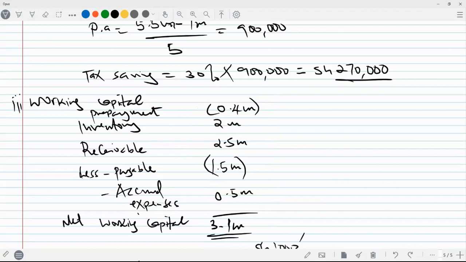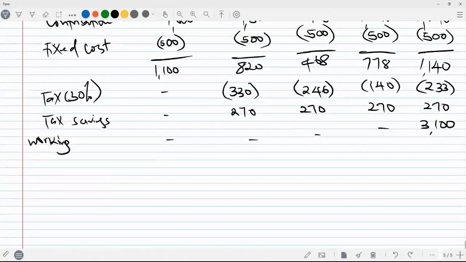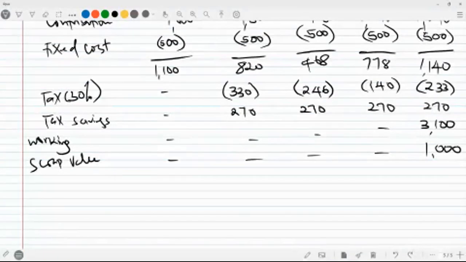Okay, we are done on the working capital. The next thing can be the scrap value. At the end of the life of the machine, we are going to dispose of it and get 1 million. So you have a cash inflow of 1 million, the scrap value. Anything else remaining? Excuse me, sir. Yes, sure.